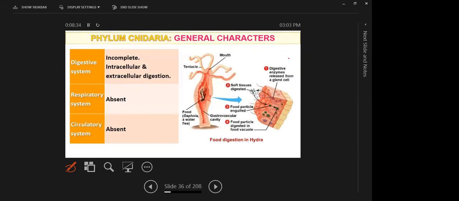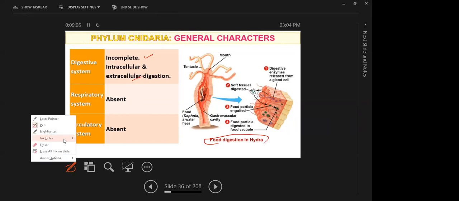Next, the digestive system is incomplete. Intracellular, within the cell, and extracellular is also there. This is a classic example of Hydra. It eats Daphnia, a water flea. It is digested within the cavity, and such digestion which happens through the cavity is called extracellular digestion. If it happens inside the cell, it is intracellular.